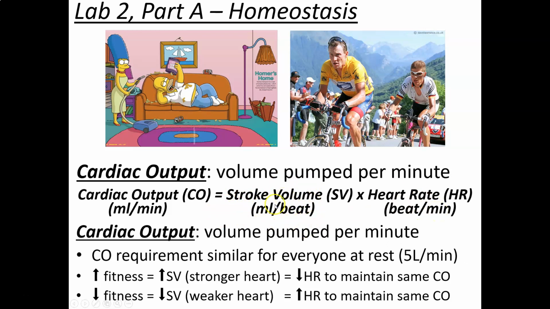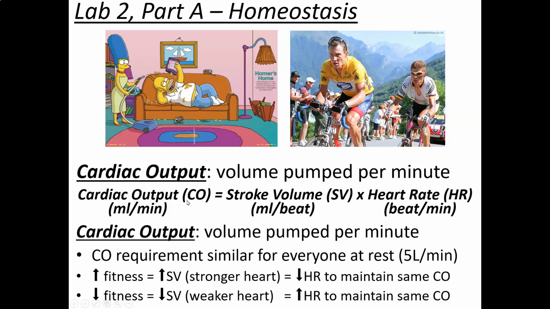Stroke volume is measured in mLs per beat and is the amount of blood pumped out per beat. So every time your heart beats, it pumps out an amount of blood. That amount of blood is called stroke volume. And the other variable in question is heart rate. I think you understand that, right? That's how many times your heart beats per minute. So if you mathematically look at the equation here, mLs per beat times beats per minute, the beats cancel out, and you get mLs per minute. So that's the unit of cardiac output.